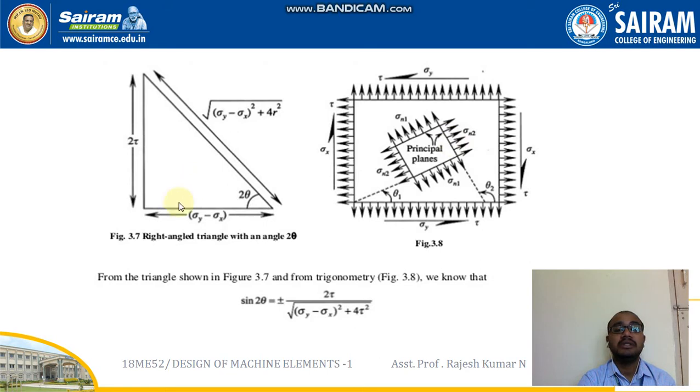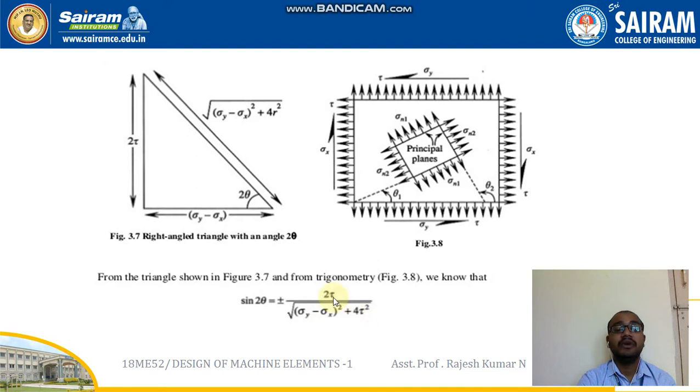Here you can see this is a right angle triangle with an angle 2 theta, where this side we write as sigma y minus sigma x, and the other side is double the shear stress, so it is 2 tau, and the hypotenuse is the square root of (sigma y minus sigma x) whole square plus 4 tau square. So from the triangle and from trigonometry, we know that sine 2 theta is equal to plus or minus 2 tau divided by the square root of (sigma y minus sigma x) whole square plus 4 tau square.